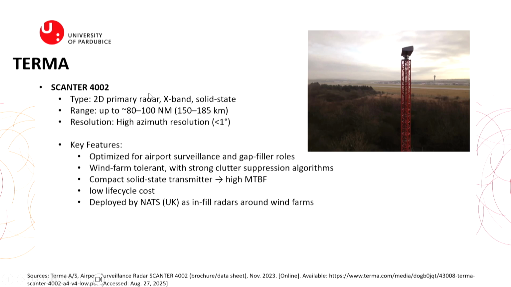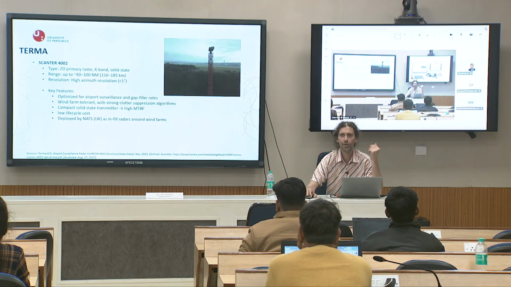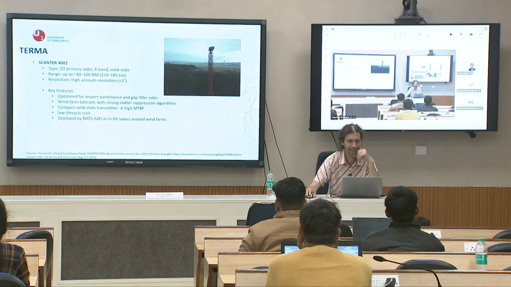It is a 2D primary radar in X-band. As you can see, range is from 80 up to 100 nautical miles. It is about 200 kilometers, with azimuth resolution under 1 degree. So it is really nice resolution. All this information, of course, I got just from the website. I don't have access to this radar, so from the data sheet and so on. So please don't ask me for any details because I am not a customer, so I don't know these details.